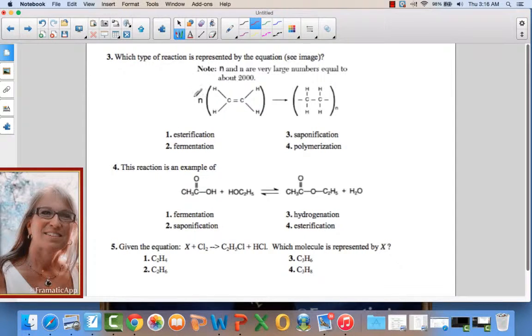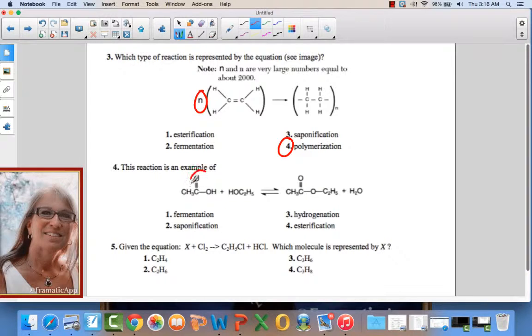N. Whenever you see this N, it equals a very large number. So that's going to be a polymerization. Alright, let's see what we have going on here.